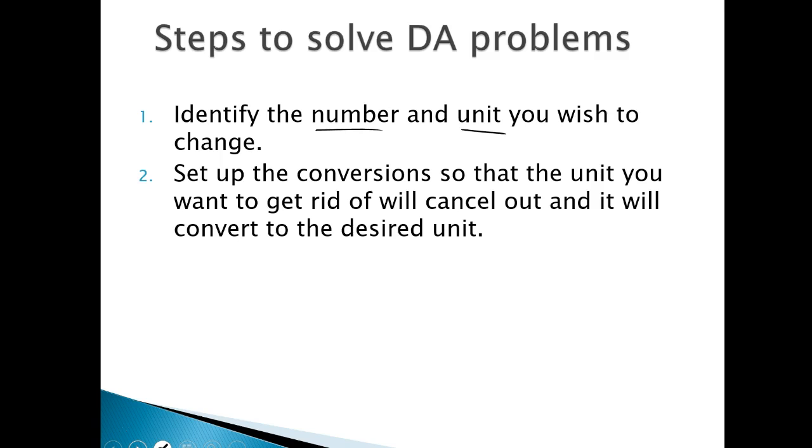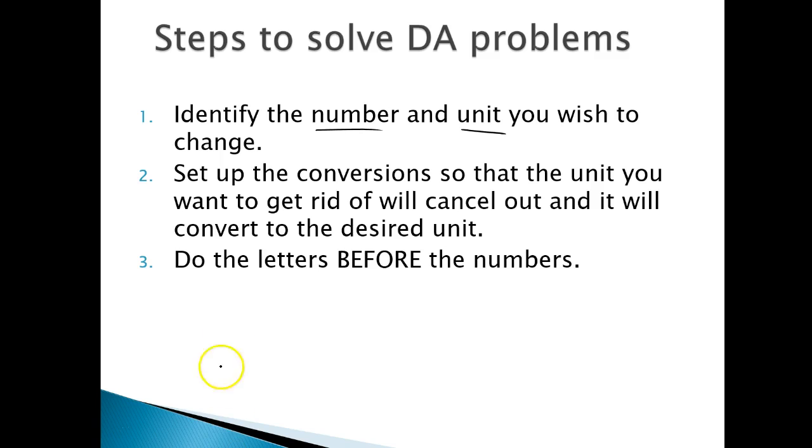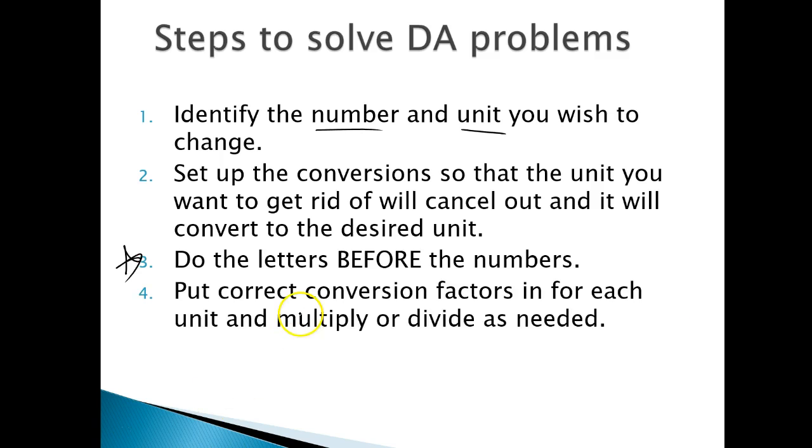In the numerator, that's where you're going to put the one you want. And this is my little clue: do the letters before you do the numbers. People are very anxious to solve these problems. They want to do it right, but they're in such a hurry that they write the numbers down first. Write the letters first, because that's like a map. It tells you where to put the numbers. Then you put the correct conversion factors in, that would be the numbers for each unit, and multiply or divide as needed.